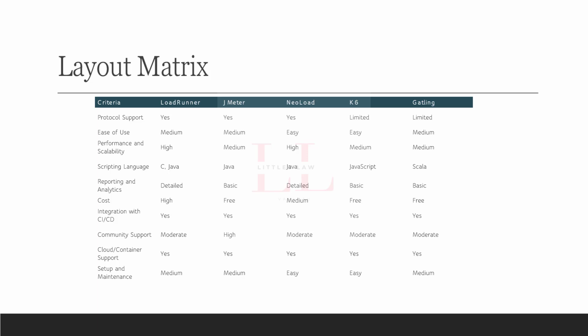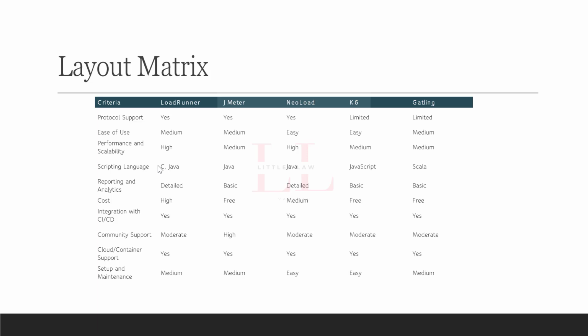And then performance and scalability. LoadRunner and NeoLoad are enterprise-grade tools designed for high scalability, which makes them suitable for testing applications with a large number of users. JMeter, K6, and Gatling can also handle performance testing well, but they may require additional configuration. We all know that for JMeter we need distributed testing, or we need to use Azure DevOps where we have to use multiple agents for infrastructure for very large-scale tests. And when it comes to scripting languages, LoadRunner supports scripting in C and Java, which can be powerful but may require technical expertise.